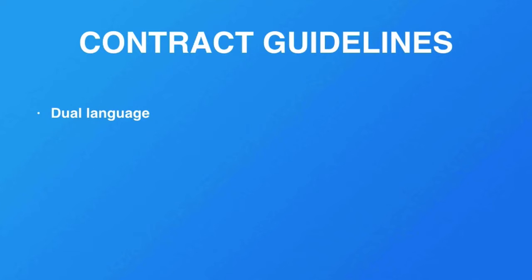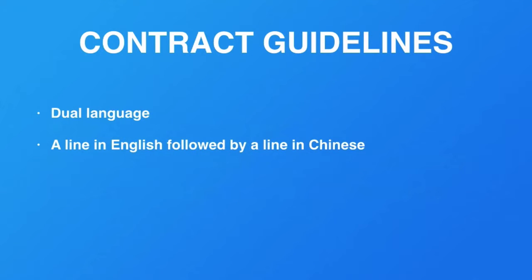First of all, it needs to be dual language. I cannot stress this enough. It is very simple how you can do that. All you've got to do is simply write a line in English, followed by a line in Chinese. That's the best format, and it's the most commonly accepted format in China. It doesn't have to be as complicated as an English contract.